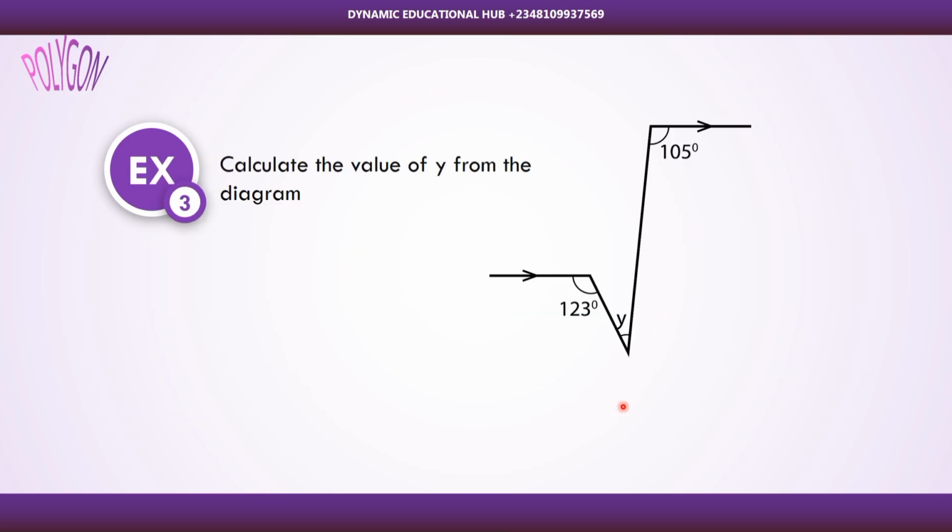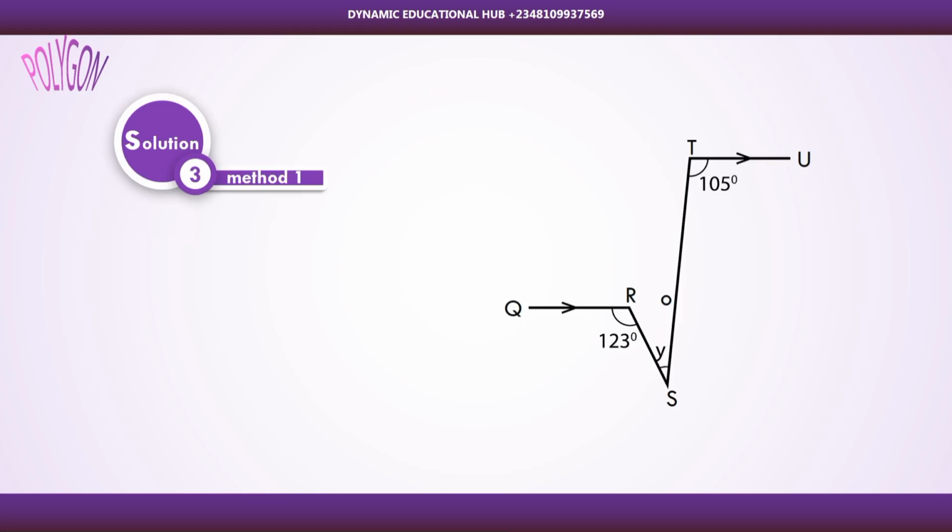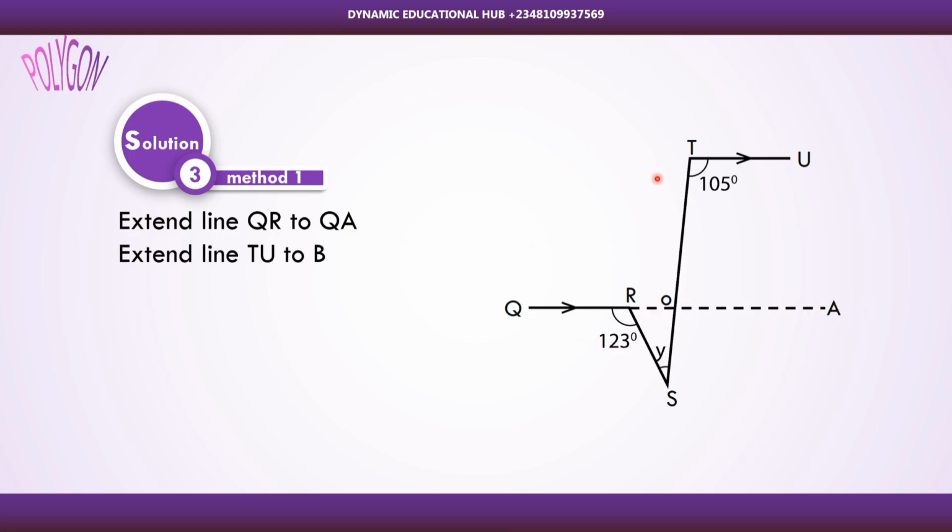And to the next question, which is calculate the value of Y from the diagram. You can use as many methods as possible, but I'm going to use two different methods. The first method is I'm going to extend line QR to QA. So this QR here, I'm going to extend it further. So I label it QA. Then I extend line TU to B. I extend that line further. So we have P here.